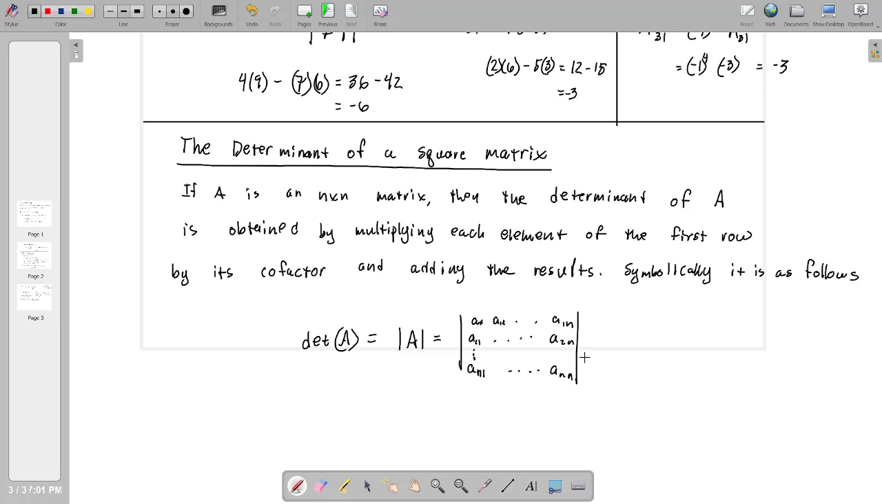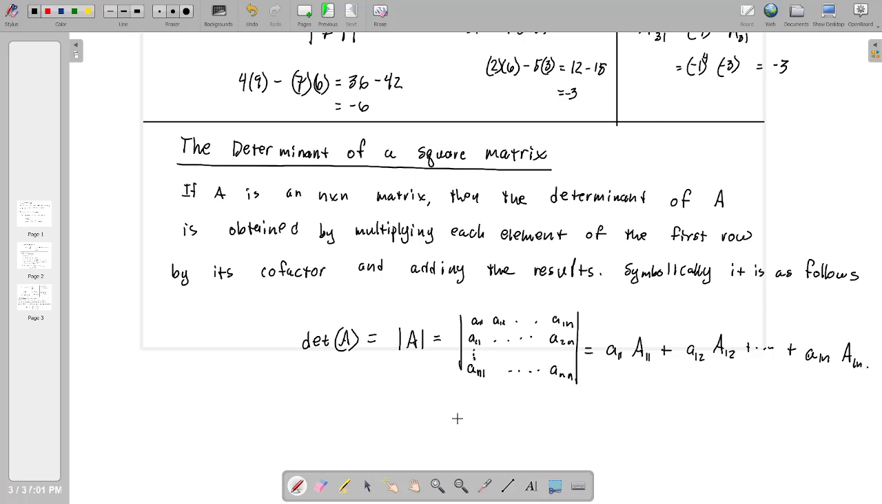Now, we generally choose the first row, which is equal to a sub 1, 1 times its cofactor, plus a sub 1, 2 times its cofactor, all the way up to a sub 1, n times its cofactor, like this.